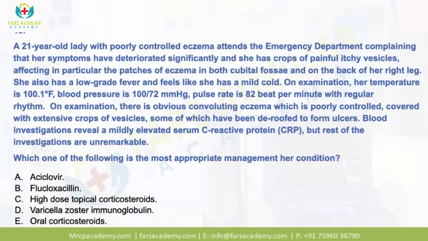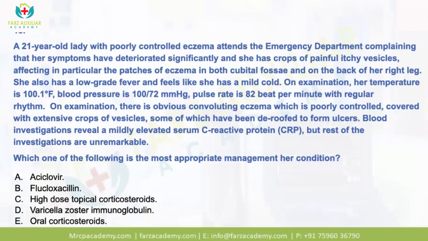Next question: a 21-year-old lady with poorly controlled eczema attends the emergency department complaining symptoms have deteriorated significantly. She had crops of painful itchy vesicles affecting in particular patches of eczema in both cubital fossa and back of her leg. She also had low-grade fever. She had temperature 100.1 degree Fahrenheit, blood pressure 100/72.